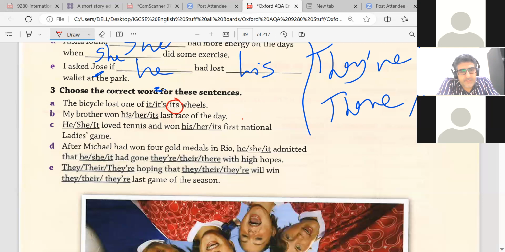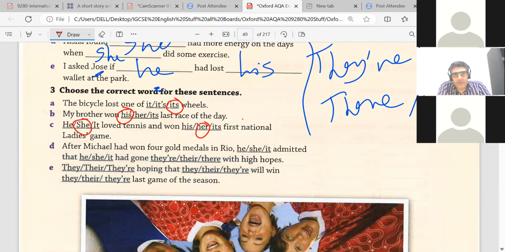Khalid, go. My brother won his. His, right? Because my brother. Yes. Type C. Akram. She loved tennis and won her first national ladies game. Yes, her first national ladies game. Type D. Khalid.